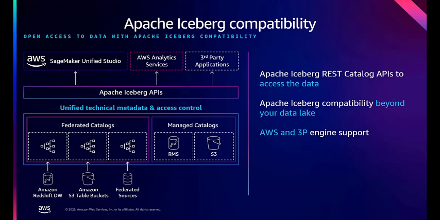Again, Apache Iceberg compatibility: Apache Iceberg REST catalog APIs to access all the data, right? You can see we have an Apache Iceberg API layer in between. So if you're talking to your SageMaker through SageMaker Unified Studio or any other AWS analytical services, or even a third-party application, you get a seamless experience using the Apache Iceberg API.